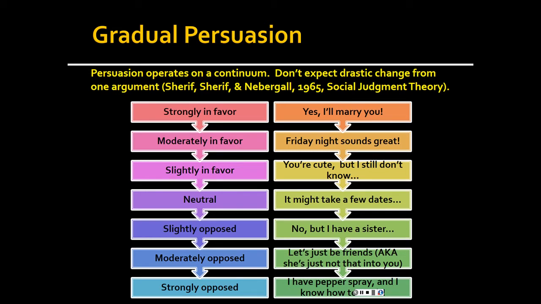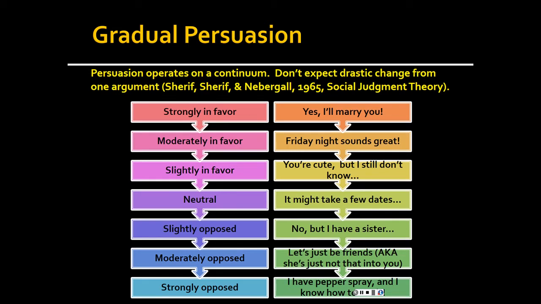She might be neutral. She might be slightly in favor of the idea. Or if I really screw up and I'm really not on my game, she's probably going to become even more opposed, right? She might become more moderately opposed or strongly opposed. That range from slightly in favor to strongly opposed are positions that she is willing to accept or at least entertain, her latitude of acceptance.